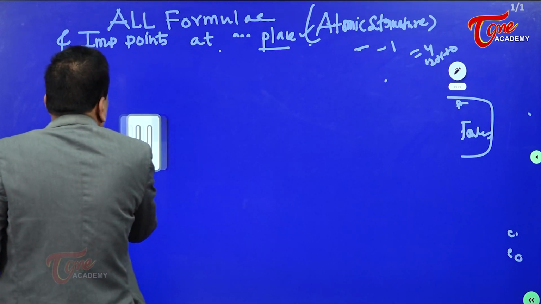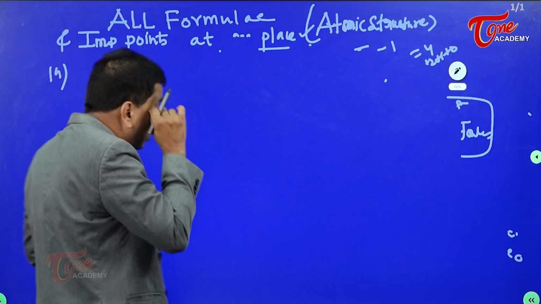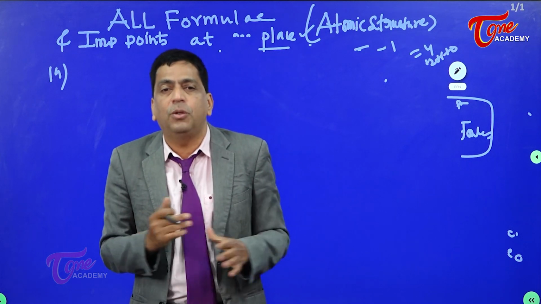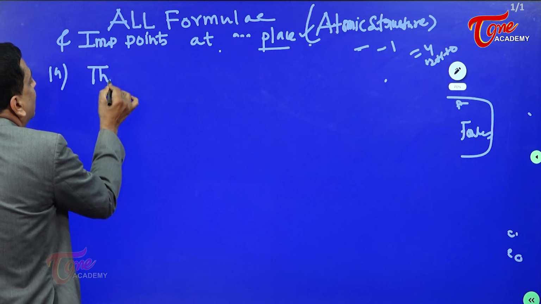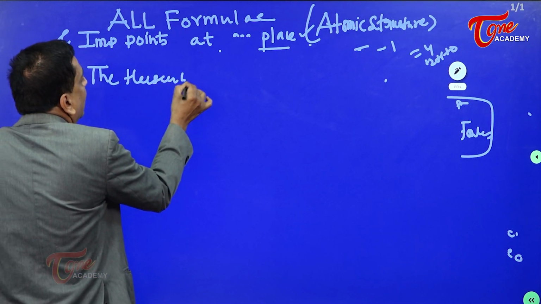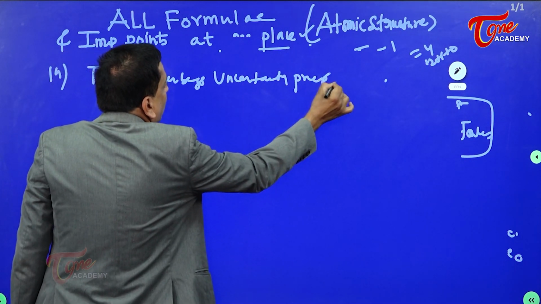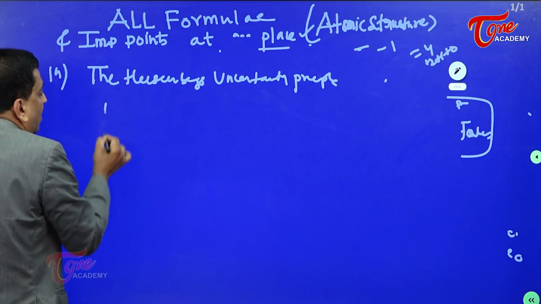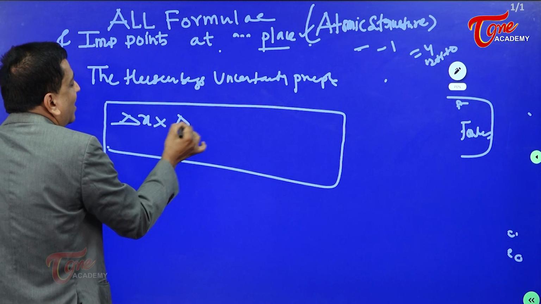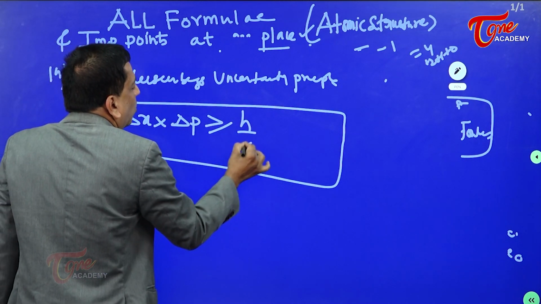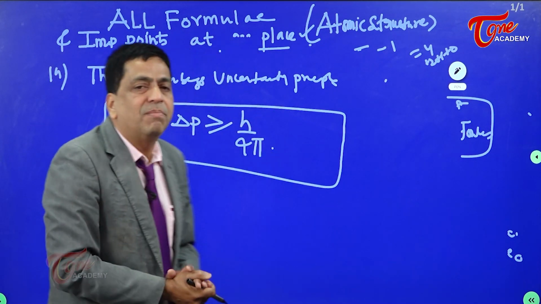And then coming to the other ones, if I continue writing the 14th point, which is extremely important. The 14th point. And what is the 14th point? It is nothing but Heisenberg's uncertainty principle. You must understand. And what is Heisenberg's uncertainty principle's equation? It is basically delta x into delta p is greater than or equal to h by 4 pi. You must understand this. This is Heisenberg's uncertainty principle.